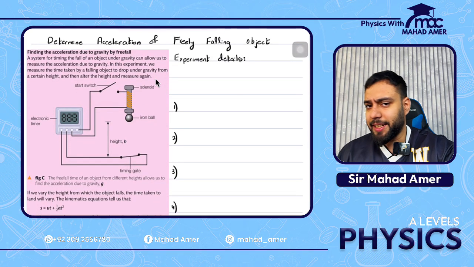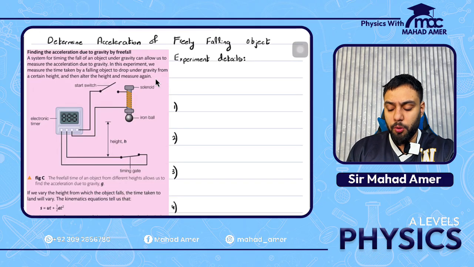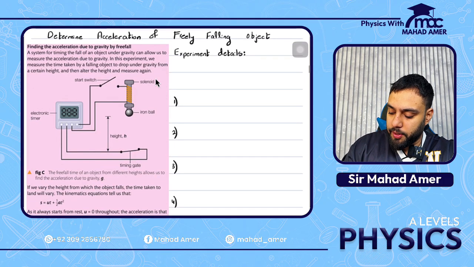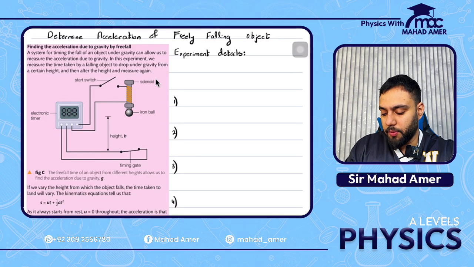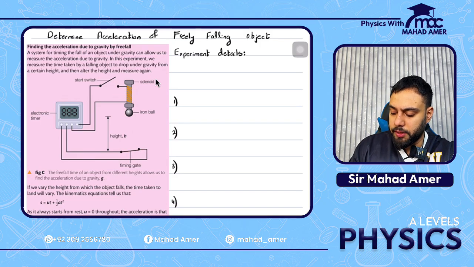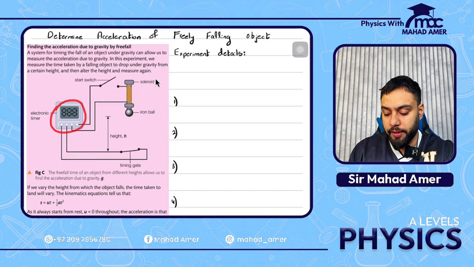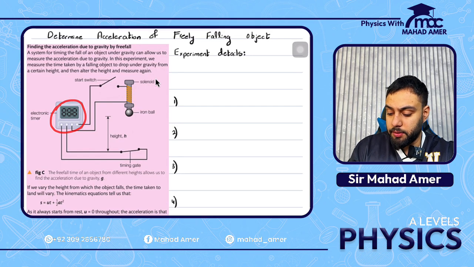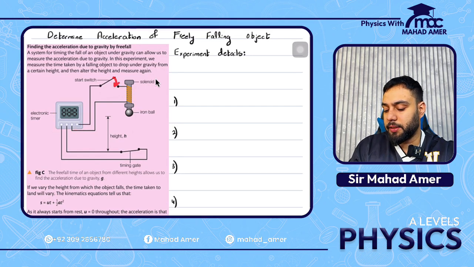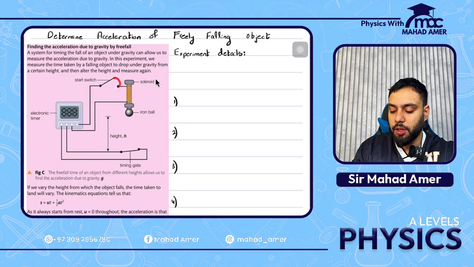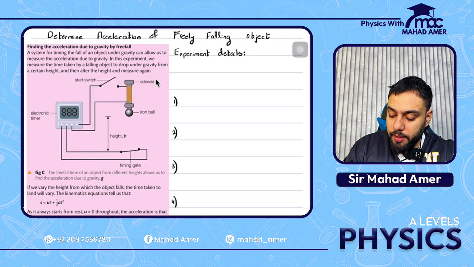The first basic experiment that comes in our syllabus about gravity is this one. There is this iron ball that we initially place at rest, and then this iron ball falls. We have a timing gate with an electronic timer at 0. If I start the switch, this solenoid would be magnetized, and then when I open the switch, the timer starts, and then the ball drops.